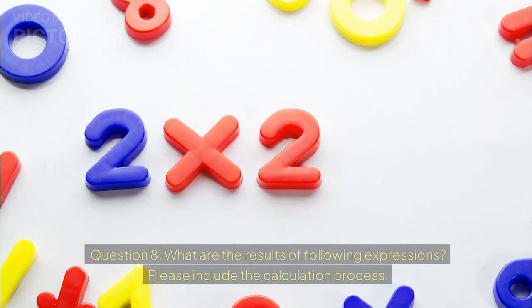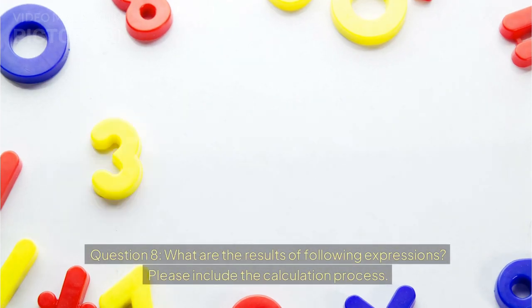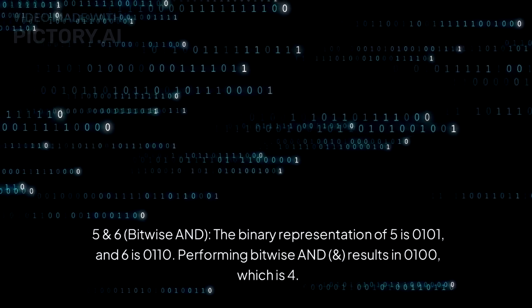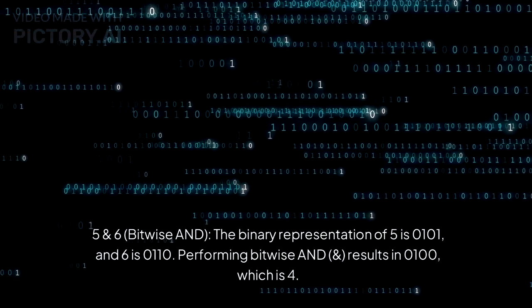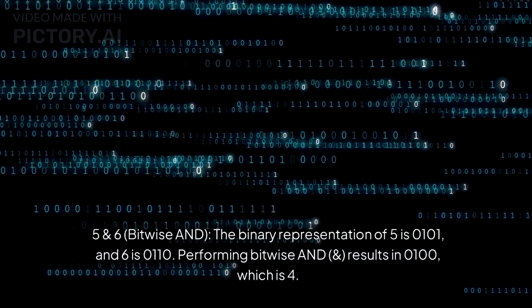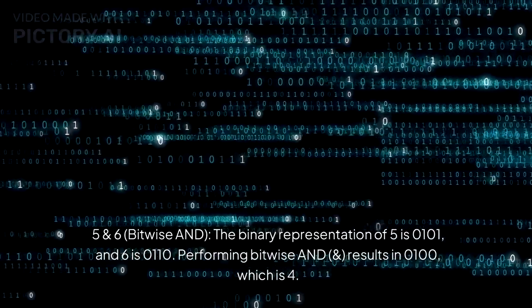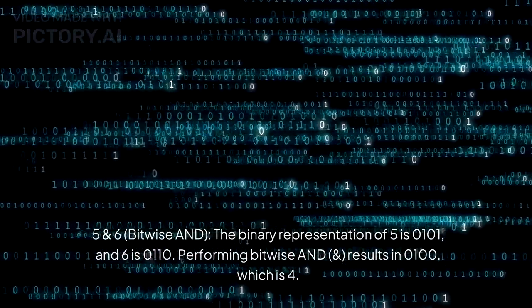Question 8. What are the results of following expressions? Please include the calculation process. 5 & 6, bitwise AND. The binary representation of 5 is 0101, and 6 is 0110. Performing bitwise AND results in 0100, which is 4.